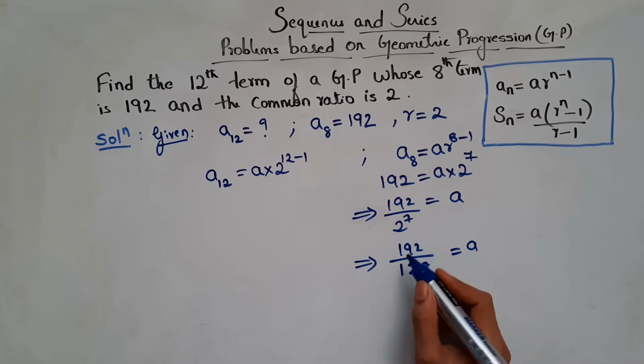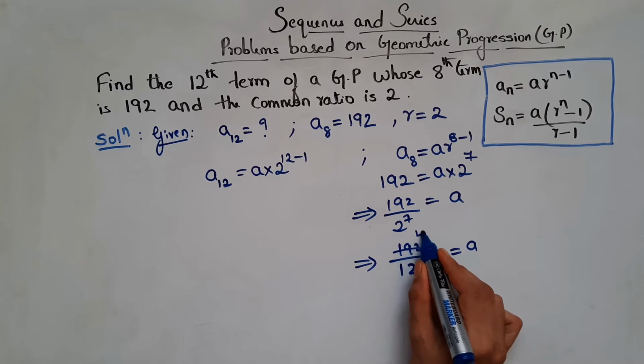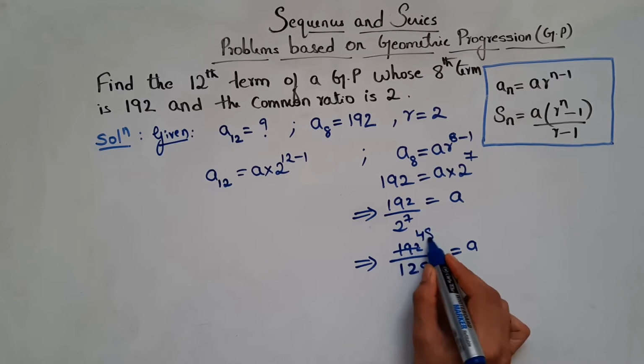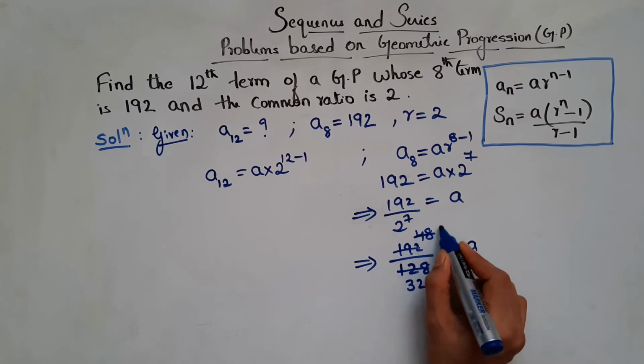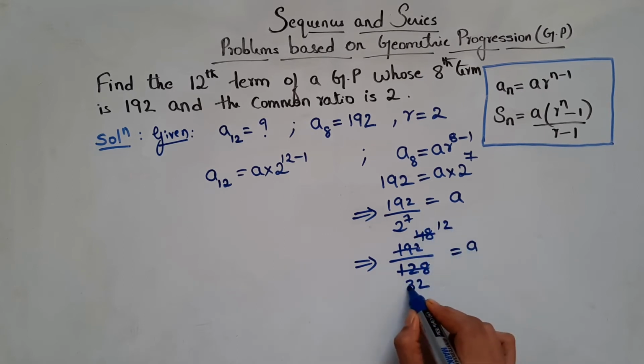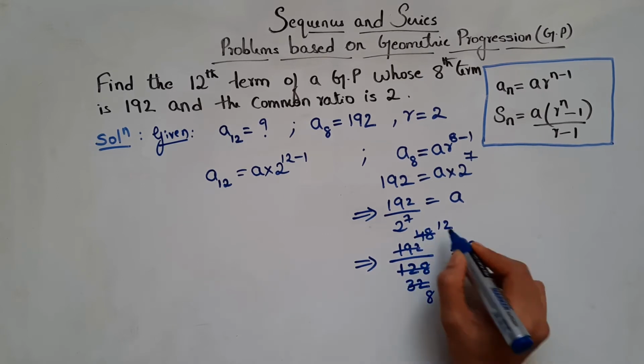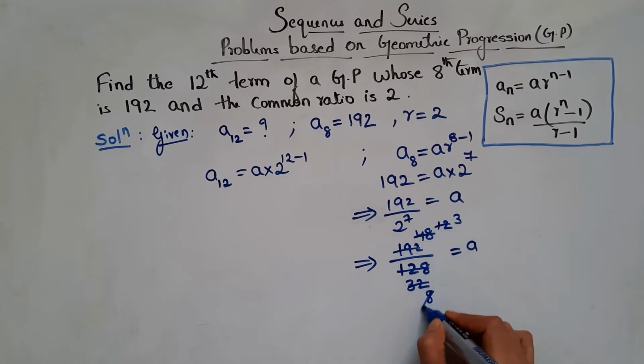So let's simplify this. 4 4s are 16, 3 carry. 4 8s are 32. 4 3s are 12, 4 2s are 8. 4 1s are 4, 4 2s are 8. Here 4 8s are 32. So 4 3s are 12 and 4 2s are 8. So therefore a is 3 by 2.